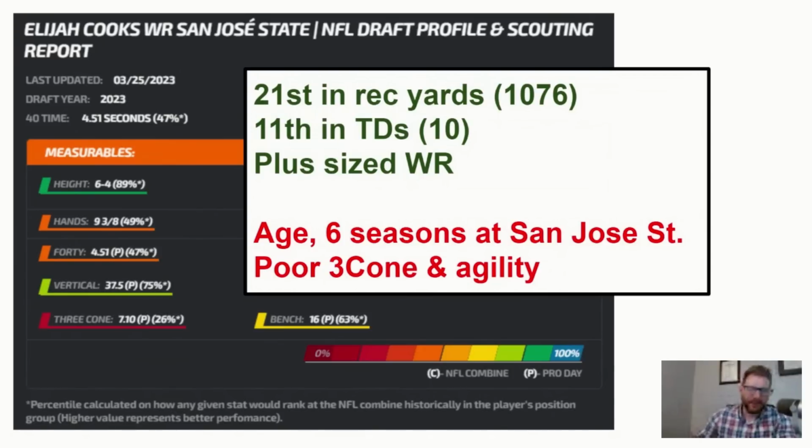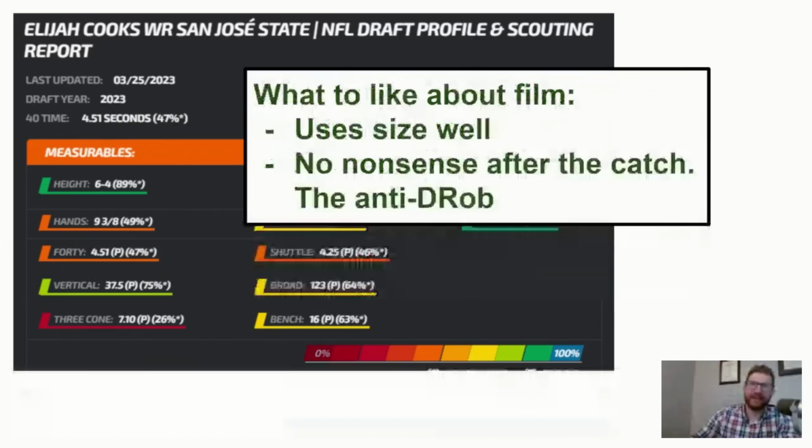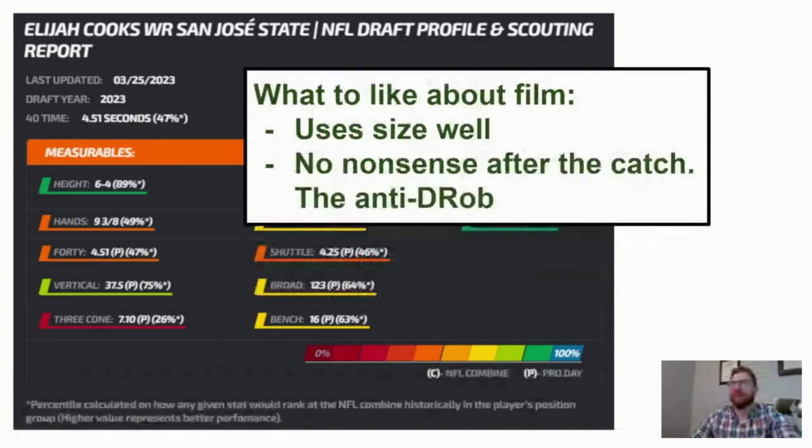very productive. And things to like about Elijah Cooks' tape. One is that he uses his size very well, so he can shield defenders using his body almost like a basketball player. And he's no nonsense after the catch. As soon as he catches the ball, he gets downfield. He is the anti Demarcus Robinson. So he catches the ball, gets down the field.